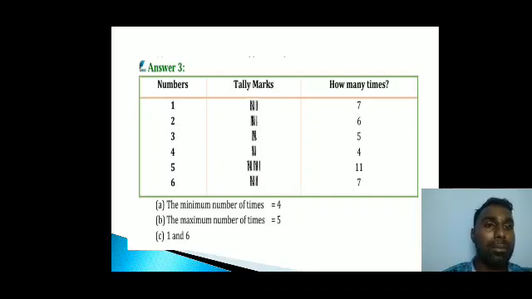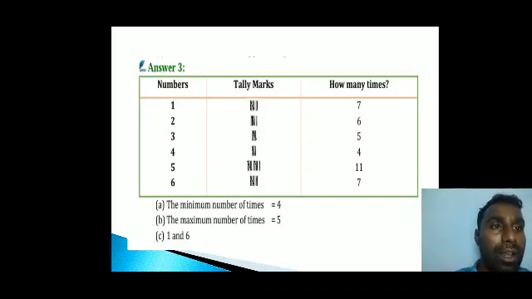Looking at the minimum number of times, which one came the minimum number of times? 4 times. If you look straight to the left side, that is number 4. So the number 4 comes the minimum number of times. And which one the maximum number of times? 11 times. Looking straight at it, that is 5, so 5 comes 11 times.